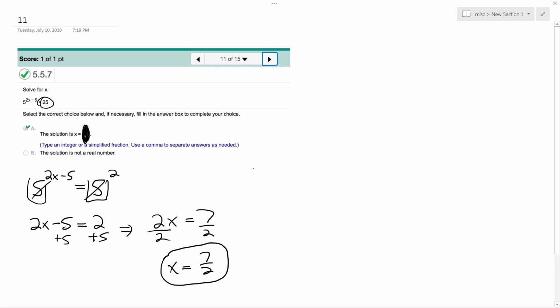And does this work? Well, let's check it out. 5 raised to the 2 times 7 over 2 minus 5. So the 2's cancel off, so I'm left with 5 raised to the 7 minus 5, which is equal to 5 squared, which is 5 times 5, which is 25, which is equal to 25.